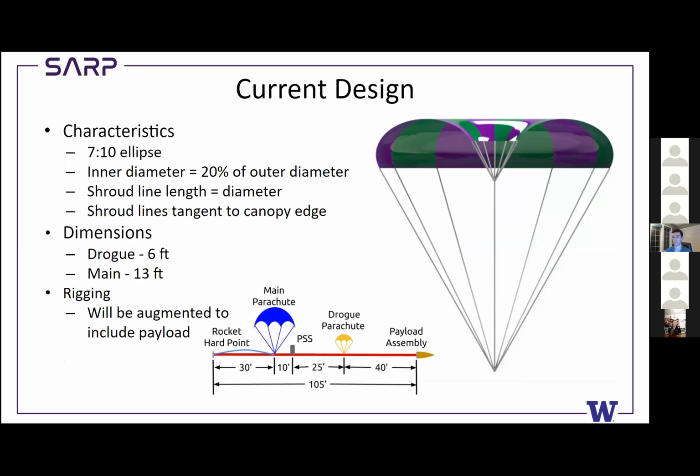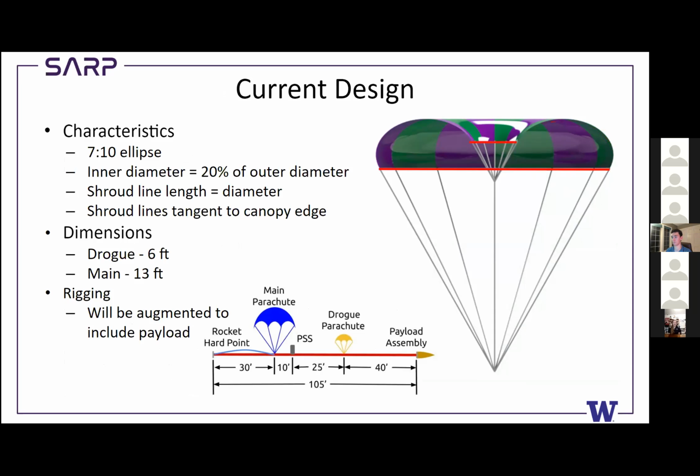So this is just a description of what we started on last year. Let's see, the main is about 40% complete and the drogue is about 80% complete right now. If you want to go through these pretty quickly, there's a 7:10 ellipse ratio. So, next slide.